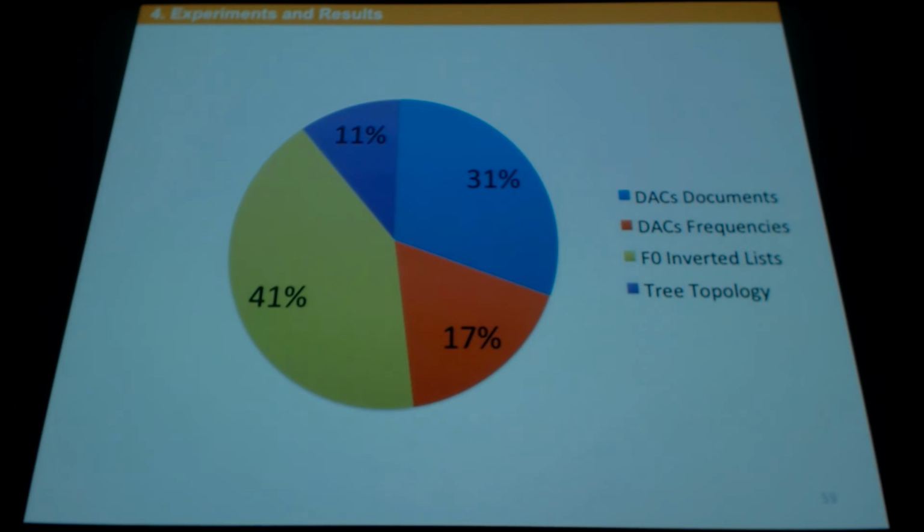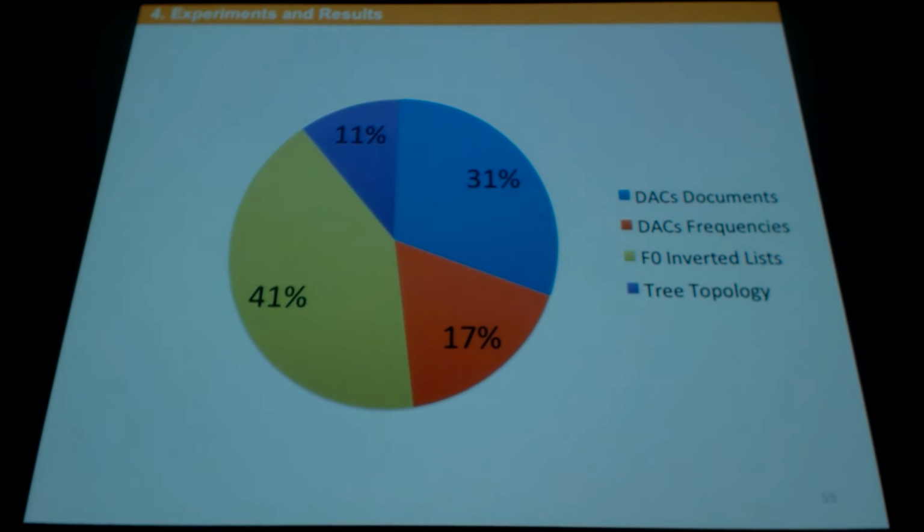If you see how the size is distributed among all the data structures, you remember the F0 list? That's 41% of the whole thing. And we need 11% of the whole size just for the topology. So those 2n bits that we're adding, two bits for each node, take 11% of the whole size. The documents take 31%, and the frequencies take 17%.